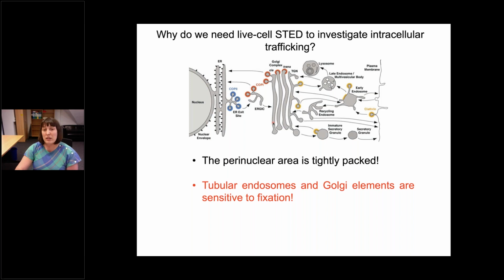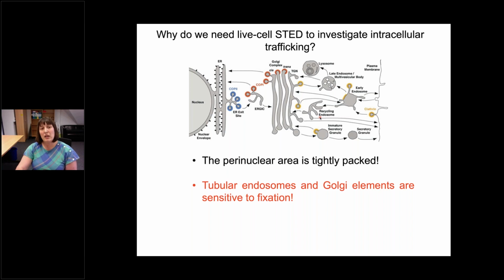Another thing that is very important for us, and might also be important for other people in the audience, is that some of these Golgi elements or also endosome elements are very tubular in nature, and the tubular endosomes and the vesicles are really sensitive to fixation. So when we fix the cells with paraformaldehyde or even a low concentration of glutaraldehyde, a lot of these structures completely disappear. That's why live-cell imaging is very important for our research.